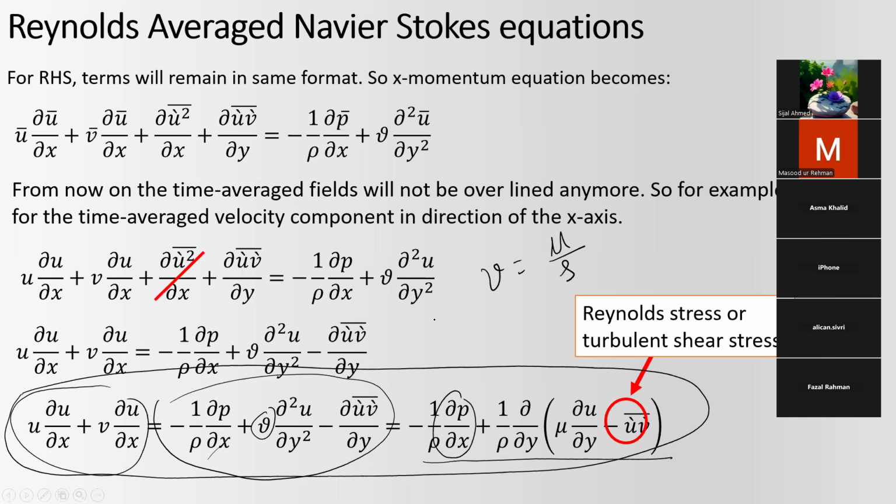So here, if I take out the 1 upon rho outside, what will remain inside is this mu. From the first term, what we have taken out is 1 upon the density outside and the first derivative d by dy. So the remaining term will be du by dy, and viscosity as well: the mu and du by dy. And this term is written as minus u bar, v bar, with the average sign. This is called the Reynolds stress.